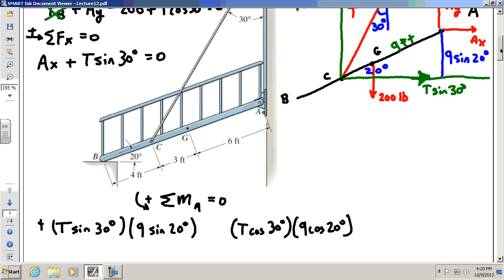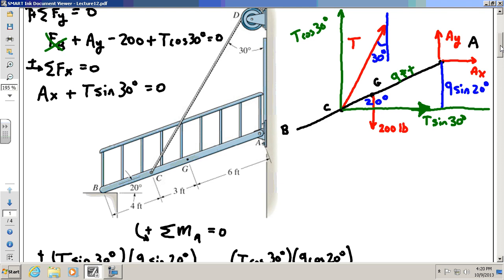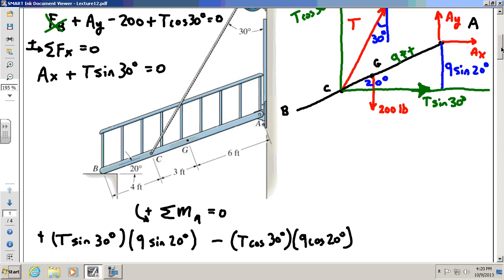Okay? And if you take a look at that vertical force, it looks to me like it's going clockwise around A. So that's a negative. Okay? So that gets a little confusing because you have not only the force at an angle, but the distance between C and A is at an angle. So both those have to be broken up into their own components. Okay? That's the way I would do it.